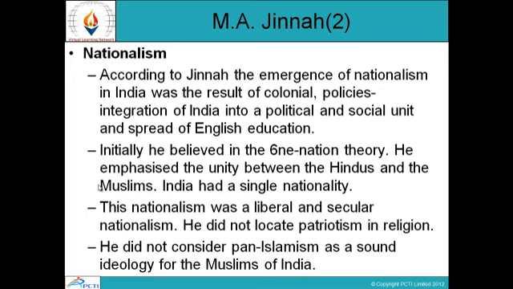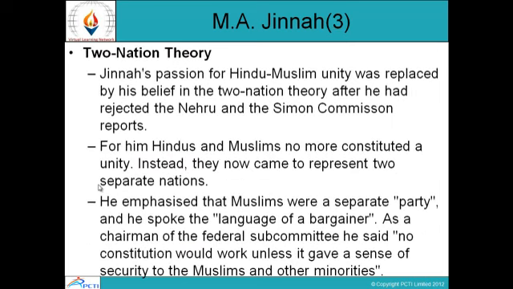He did not locate patriotism in religion. He did not consider pan-Islamism as a sound ideology for the Muslims of India. Pan-Islamism was not considered a good ideology for the Muslims of India by M.A. Jinnah. Two-nation theory.